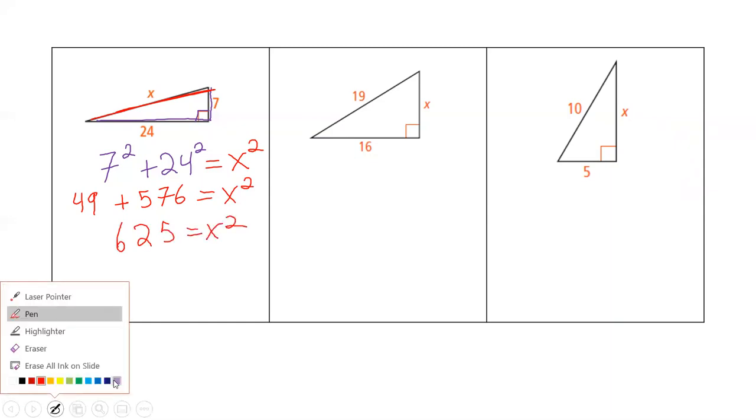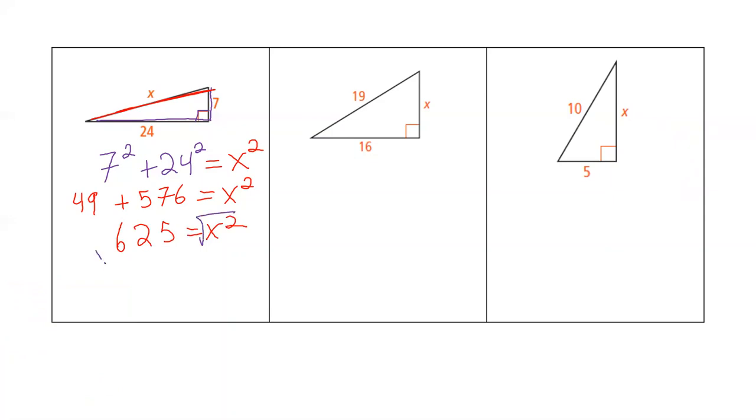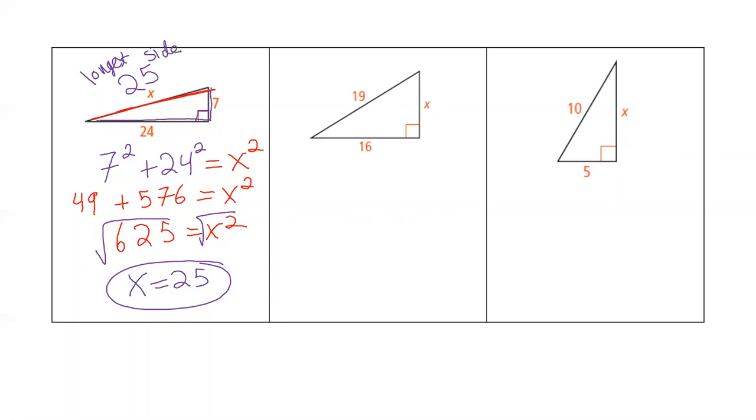Then again, we take the square root of both sides. So X equals 25. We notice 25 is the biggest number between 7, 24, and 25. So that's a hint that you got it right, because the hypotenuse is always the longest side. So if your hypotenuse is shorter, then you know something went wrong.